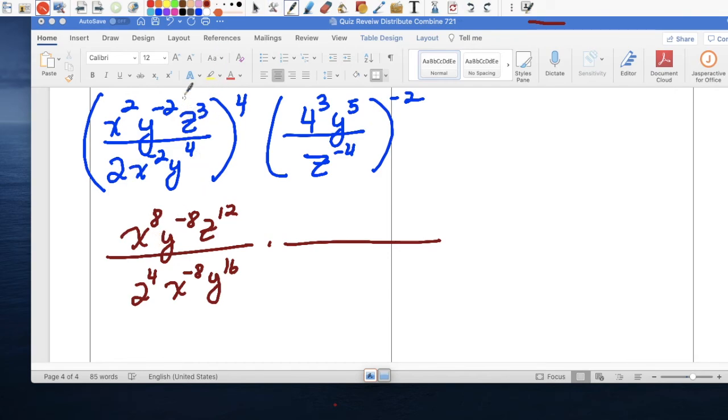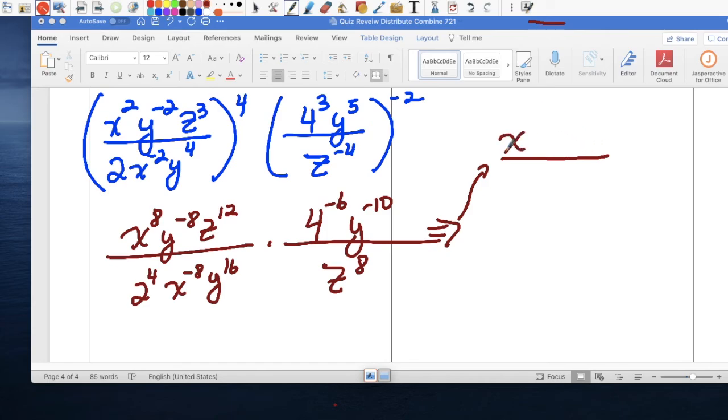Okay, x to the 4th, everything looks good. Second parentheses, I have 4, and then 3 times negative 2 is negative 6, y to the negative 10. At the bottom, z to the negative 4 is z to the positive 8. Now I just have to rearrange things. Alright, so I'm going to continue on this side over here. So let me go to the top.